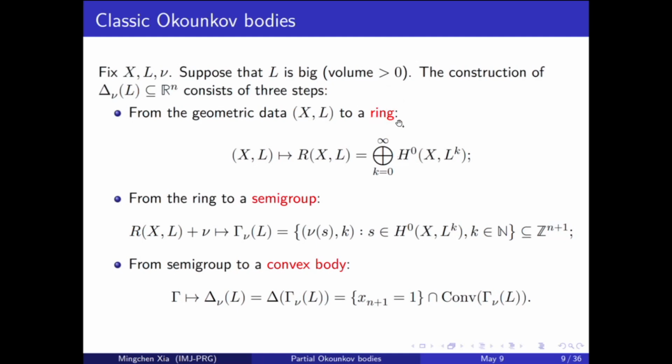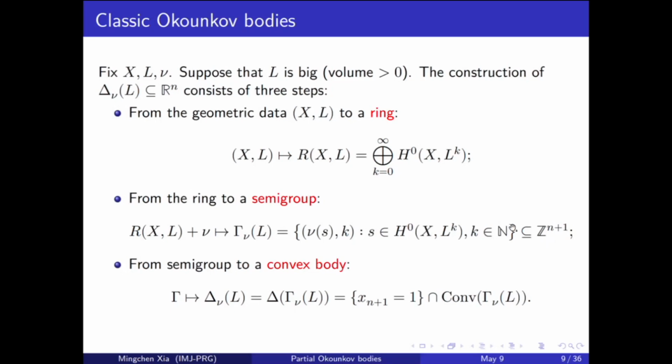From the section ring, the next step is to pass from the ring to a semigroup. And in this step, we need the valuation nu. So we begin with our ring R(X, L) and our valuation, and we construct a sub-semigroup of Z^(n+1). You see here, we are increasing the dimension by 1. And we have a final coordinate corresponding to a certain level structure.